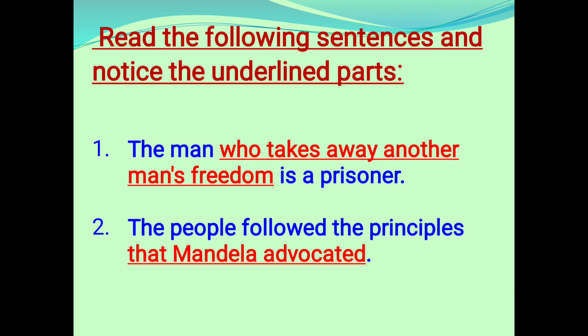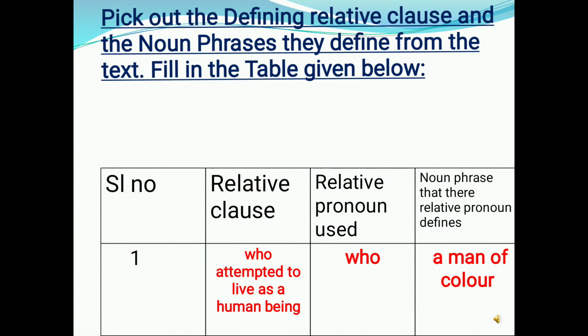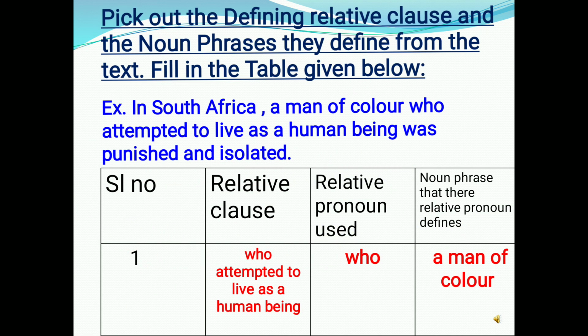Have you understood what relative pronouns are and what relative clauses are? I hope you have understood. Now pick out the defining relative clause and the noun phrases that define from the text. Fill in the table given below. One example is given: in South Africa, a man of color who attempted to live as a human being was punished and isolated. Here you have to fill in the columns.